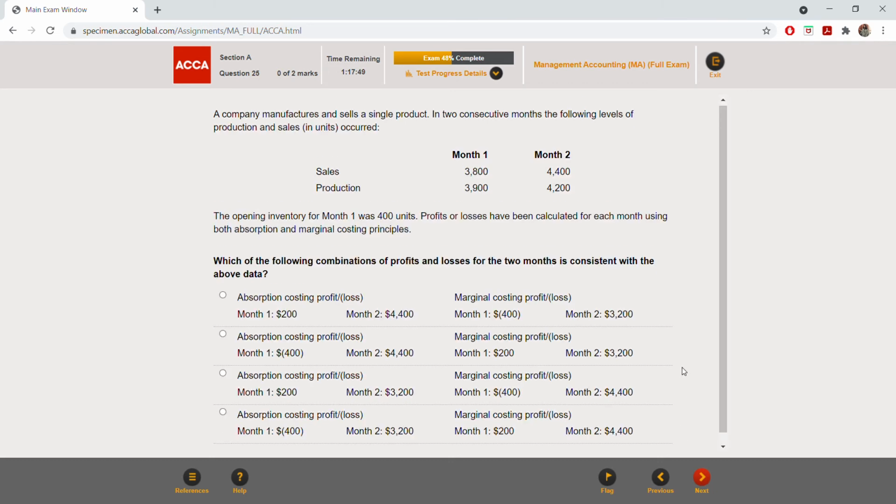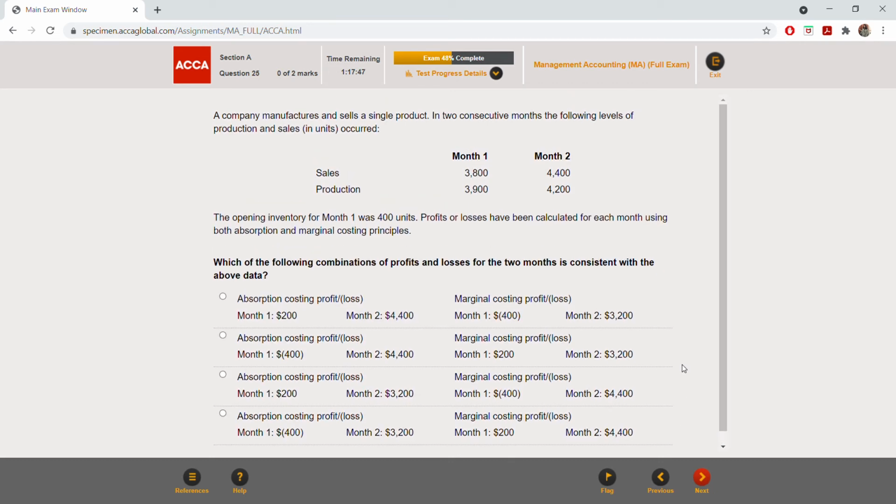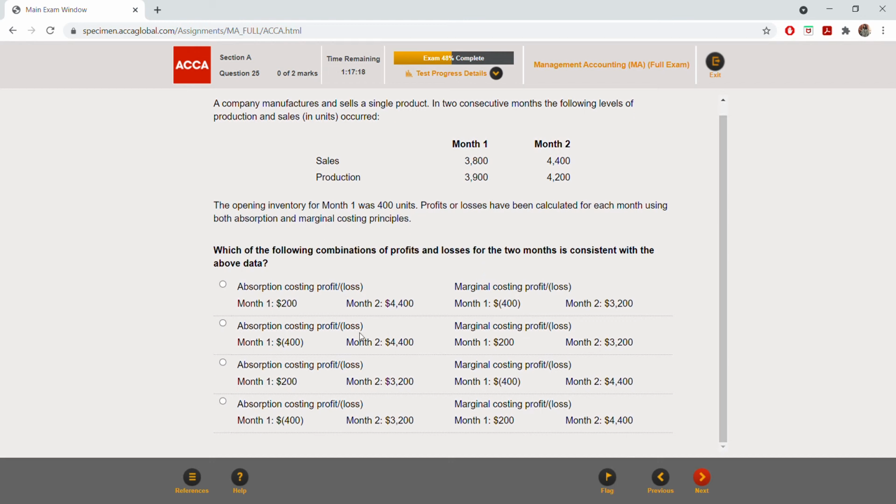Next. Okay, so this looks like a big question. Which of the following combinations of profit and losses for the 2 months is consistent with the above data? You have been given the profit or loss for both months under absorption costing. If it's a loss, it will be in brackets. If it's a profit, without brackets. Which out of these is true?